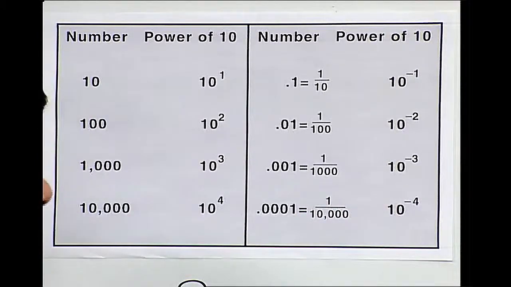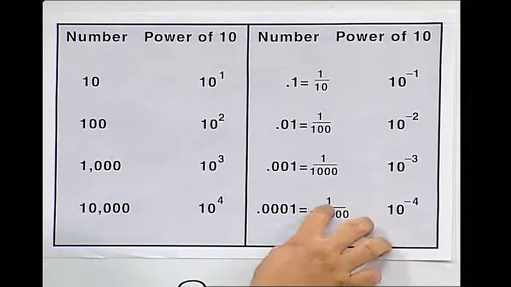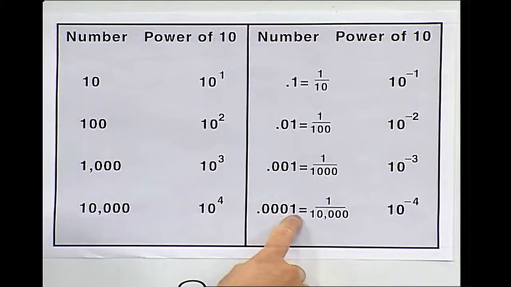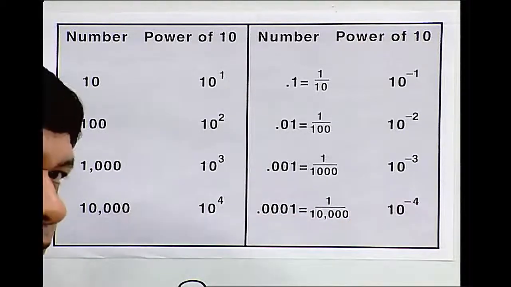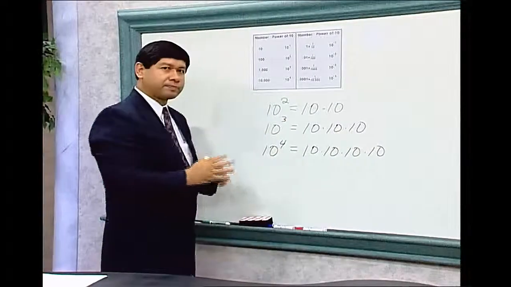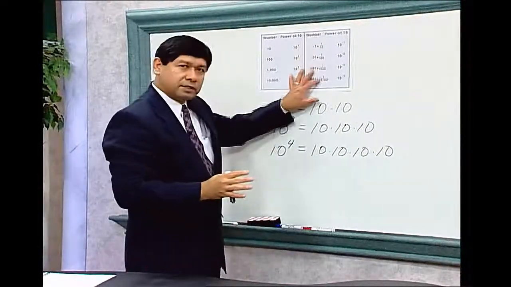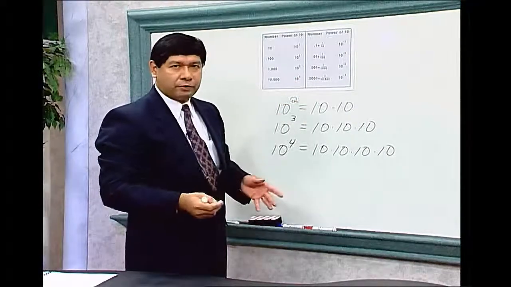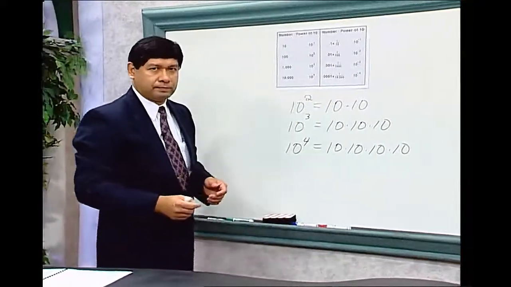Then we have 1 over 10,000, which is represented as 0.0001, which as a power of 10 is 10 to the negative 4 power. It's a very simple concept. The key is to look at this and make sense of it. And then from there, that will help us better understand what we mean by scientific notation.